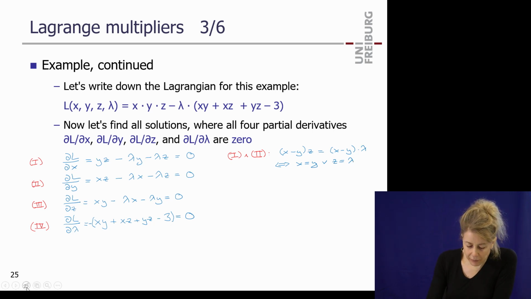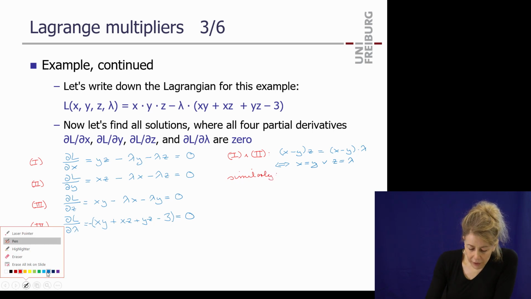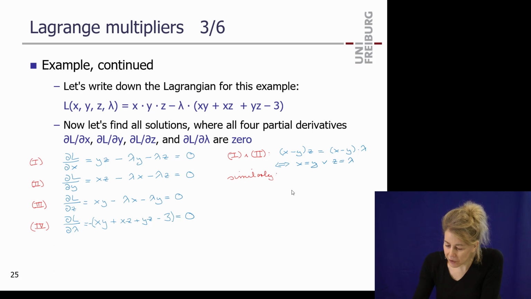And I think similarly you get 2 more constraints. You get them by just combining 1 and 3 and 2 and 3. You get x equals z or y equals lambda, and you also get y equals z or x is equal to lambda.